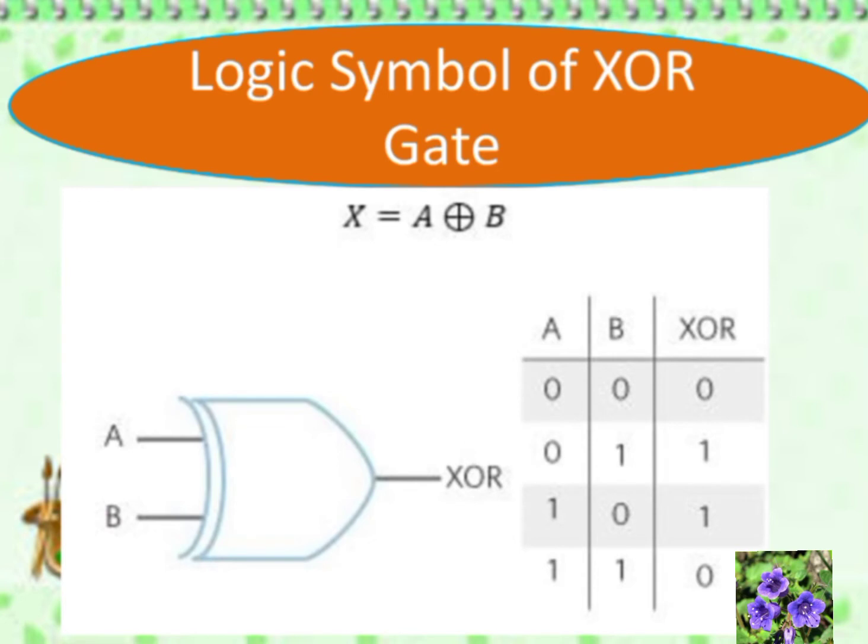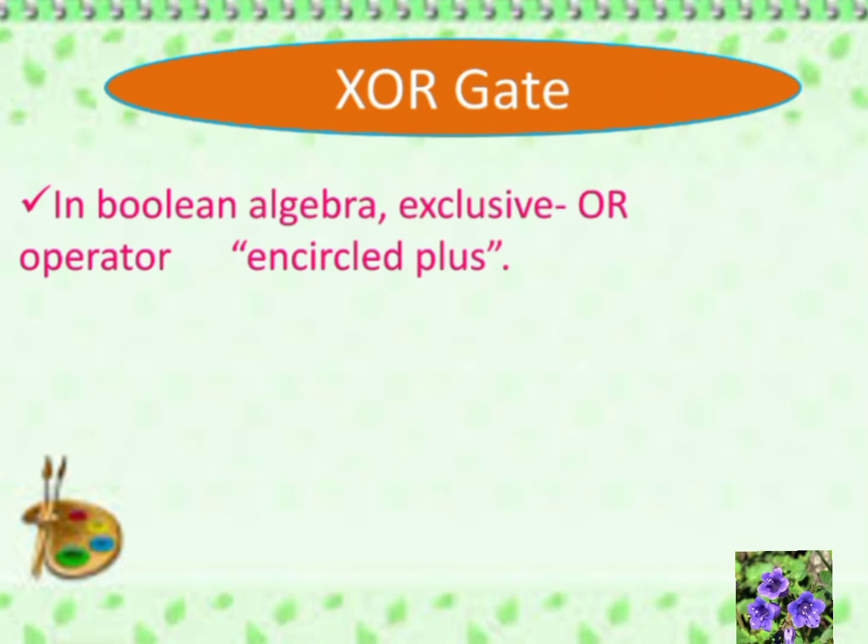Let us see the truth table and also the logical symbol of XOR gate. This is the logical symbol of XOR gate. So X equal to A encircled plus B. I told you if both the inputs are true or both false, the output is 0. So this is the logical symbol of XOR gate. Next, I have also given the Boolean algebra exclusive OR operator, the encircled plus. This is the symbol for encircled plus. So C equal to A encircled plus B. This is the truth table for XOR gate.